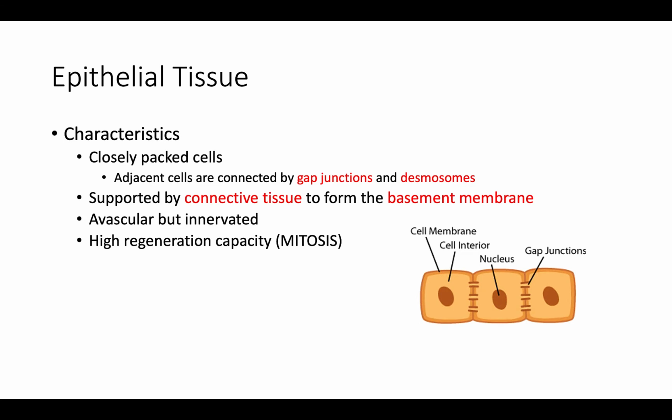So some characteristics of epithelial tissue. These cells are going to be the ones that are close together. They form these gap junctions. So they form continuous sheets. Think of your skin, it's just one continuous layer.